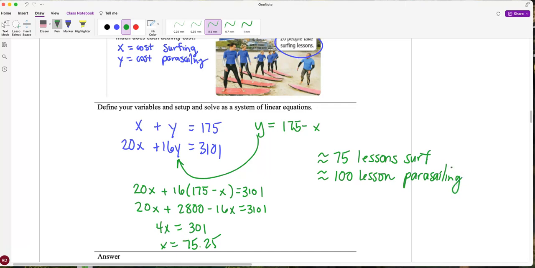Now this is an example where the solution does have an exact solution. It does involve decimals, but that doesn't fit in the context of this word problem, okay? So I would not want to say there were 75 and a quarter lessons unless lessons were a certain amount per hour and you could have partial hours. So anyway, that would be sufficient for this particular problem, okay?